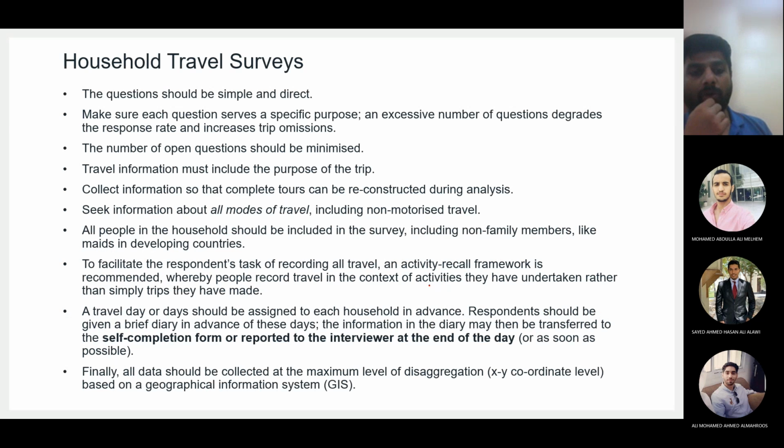Okay, for household surveys, these are some points which we should keep in mind. The questions should be simple and direct. We don't want to waste time for our respondents and we don't want to confuse them. I already gave you the example of my survey when I asked them for trip time and they were saying 2 days and 3 days. Make sure each question serves a specific purpose.